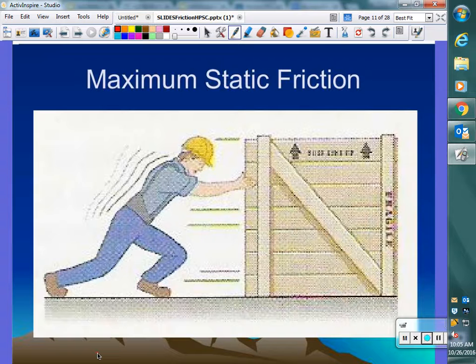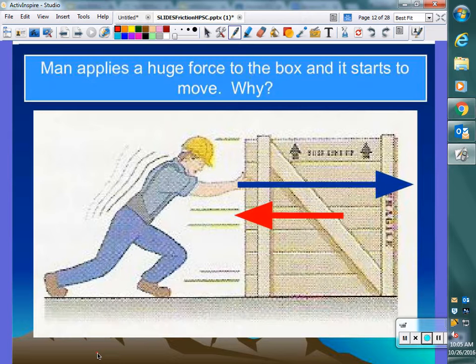So, here's a big hossy guy. All right? How do I know? He's got a hard hat and a back brace. Only hosses wear hard hats and back braces. So, hossy guy applies a huge force to the box and it starts to move. Why? Yes, he's jacked, right? That's required for applying a huge force to the box, right?